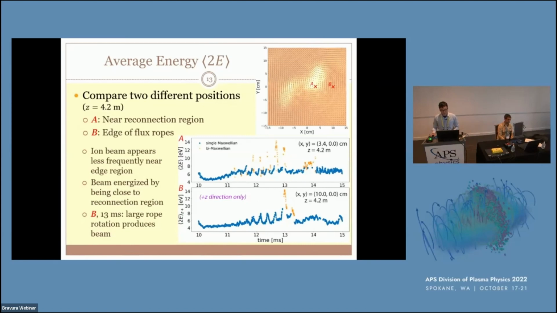There's a point here in B where you can see a spike with some bi-Maxwellian distributions. This occurs because as the ropes rotate, at 13 milliseconds, the ropes pass by this point B right here, and so you can see there's a spike here. But overall, from this result, we can say that the beam is energized when it's close to the reconnection region, and so this gives us a sense of what is necessary to energize this beam.